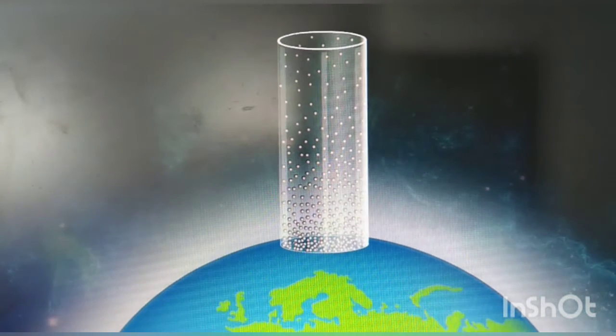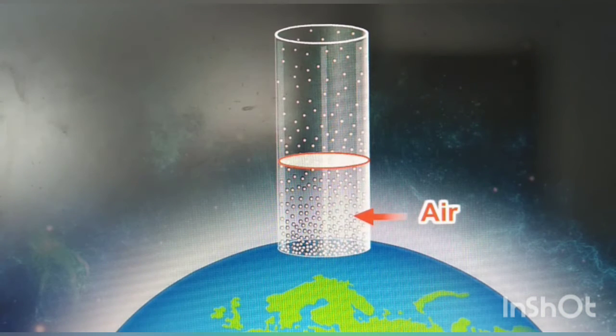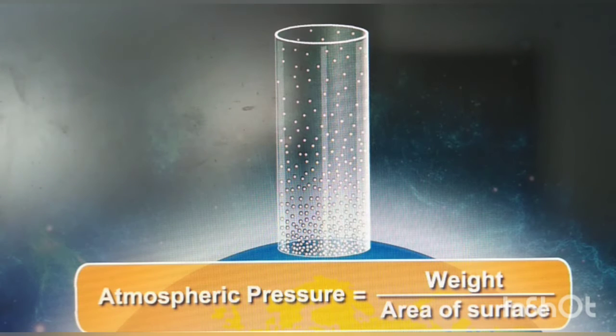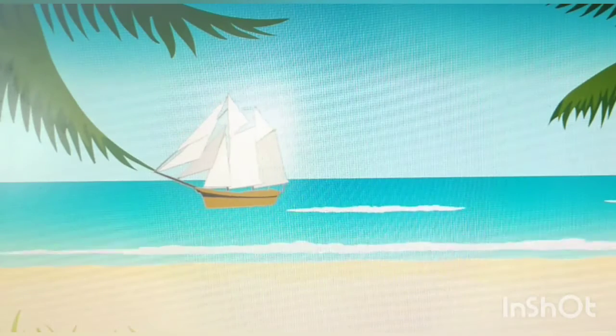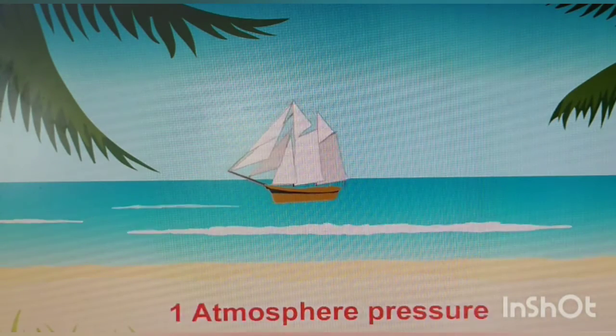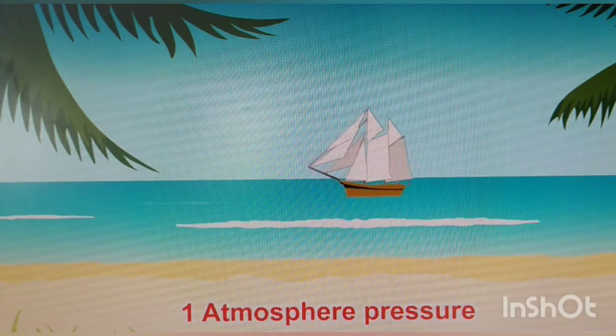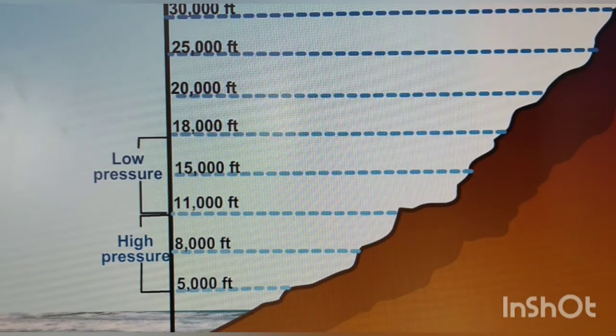Imagine that a very long hollow cylinder of unit cross-sectional area is standing on the surface of the earth and it contains air. Weight of this air is the force applied in the direction of the center of the earth. This means that atmospheric pressure is the ratio of this weight divided by the area of the surface. The air pressure at the sea level is called 1 atmospheric pressure.